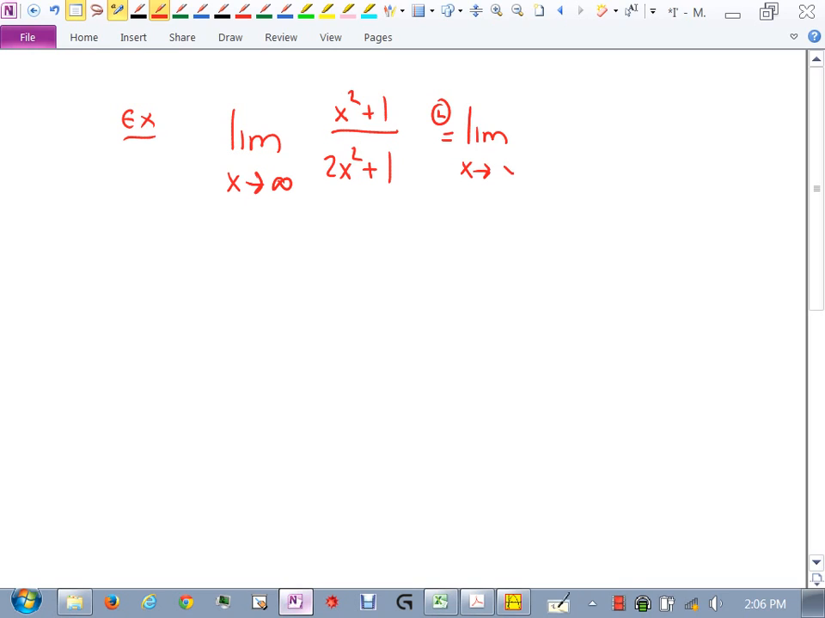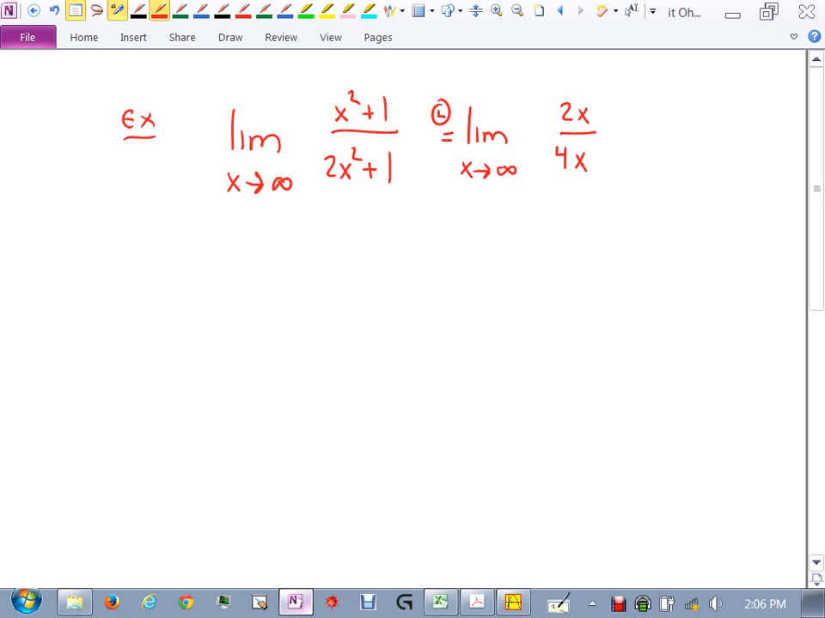What do you get? 2x over 4x, right? Agreed? Should I do L'Hopital again? Yeah, but don't those x's cancel? And you just get 1/2, right? And the limit of a constant is just the constant. So your answer is 1/2 here.